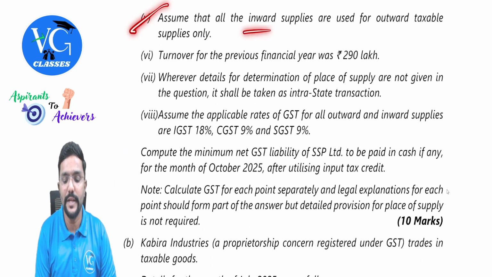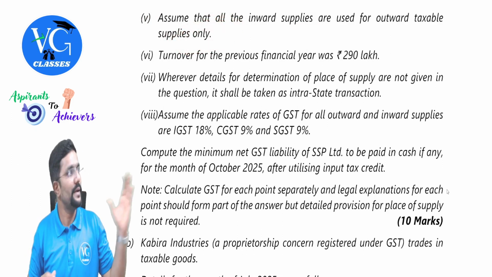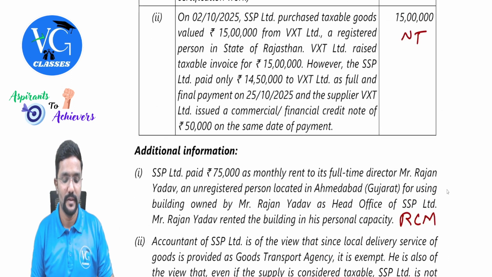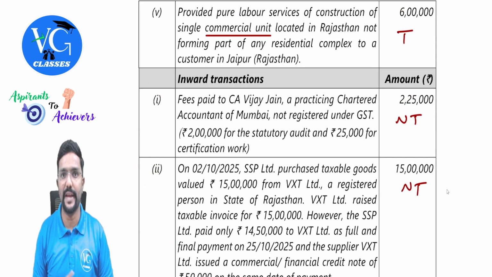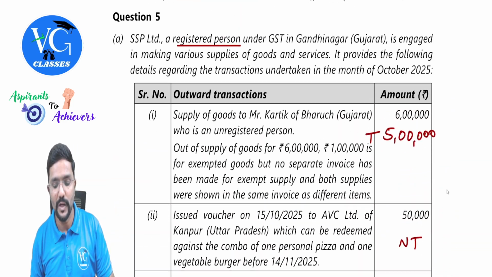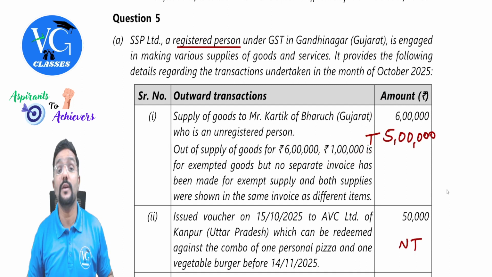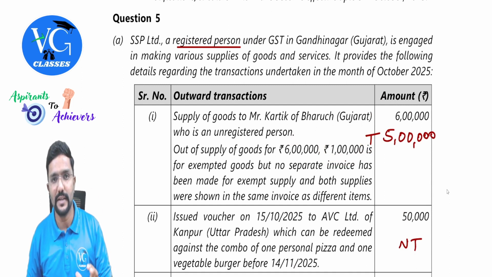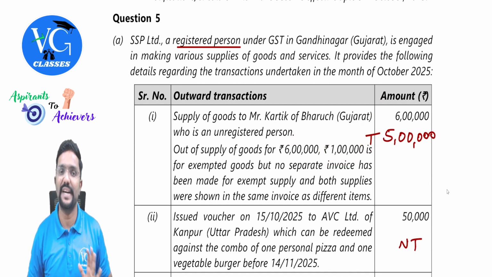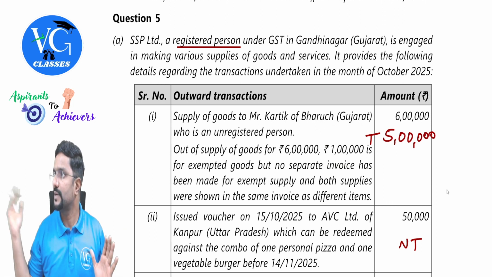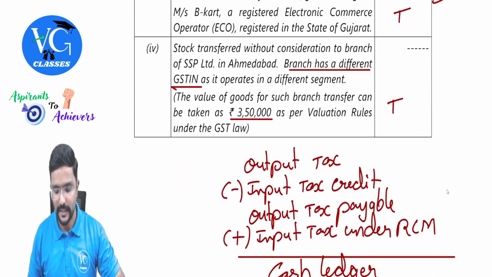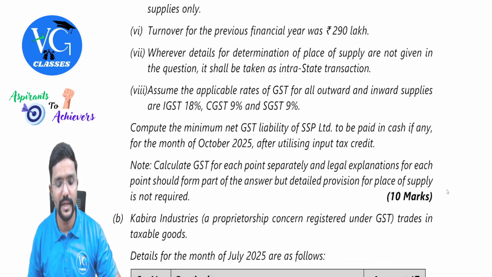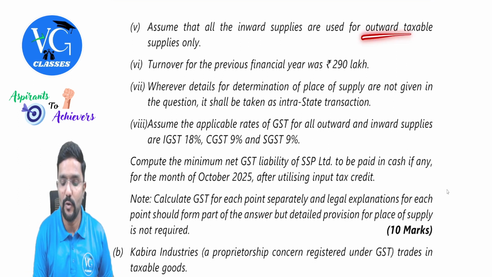Then assume that all inward supplies are used for outward taxable supplies only. Means they are telling whatever inward supplies they have taken, this one as well as this, is used only to provide a taxable outward supply. Why they have given that is, guys, here one of the outward supplies includes 1 lakh worth of exempt supply, and for that they have not used any inward supply items. So credit is not blocked, because if my outward supply is exempt, no credit is available on my inward supply, guys. Yes, but they have clearly given that all the inward supply was used for the purpose of outward taxable supply itself.